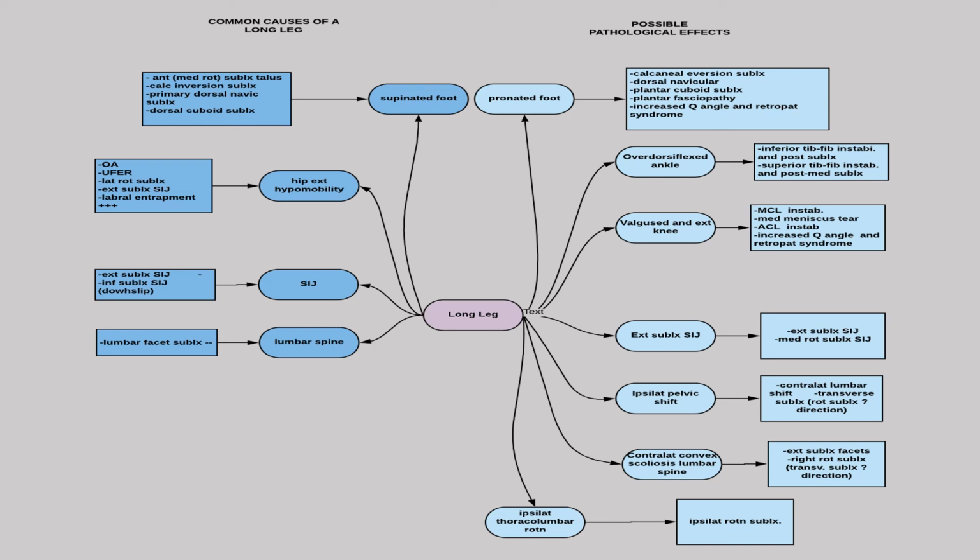To look at what shortens a leg, you can take the compensations and overcompensations for a long leg and shift them to the right, while the compensations for a short leg are shifted to the left. What compensates for a long leg causes a short leg.